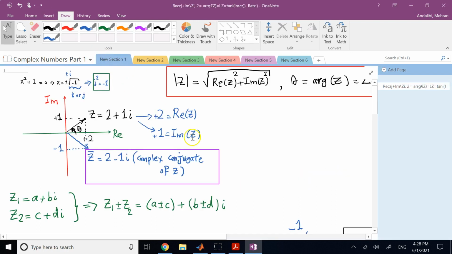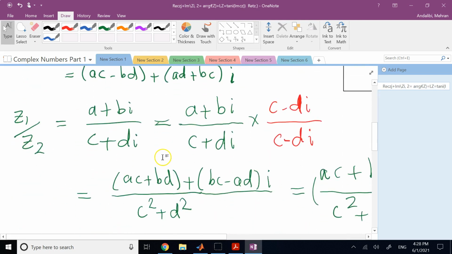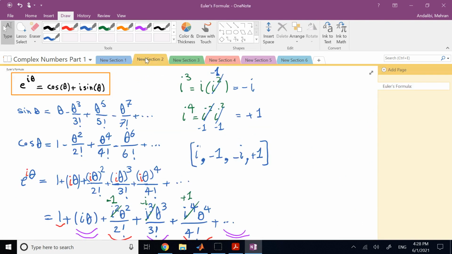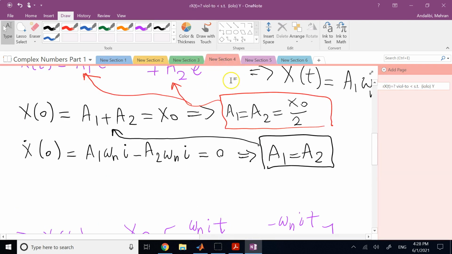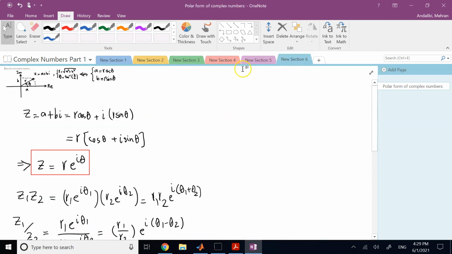So I told you some relevant MATLAB commands: abs for magnitude, angle for theta, real and imag, and conj for the conjugate. You can do anything you want with that. So these are the very basics of complex numbers that you learned. And this is good. One last thing.